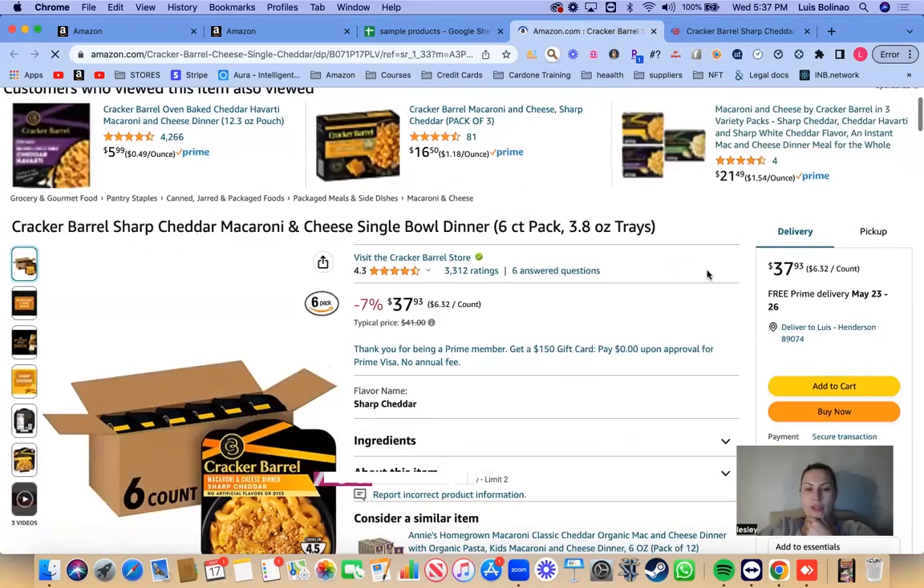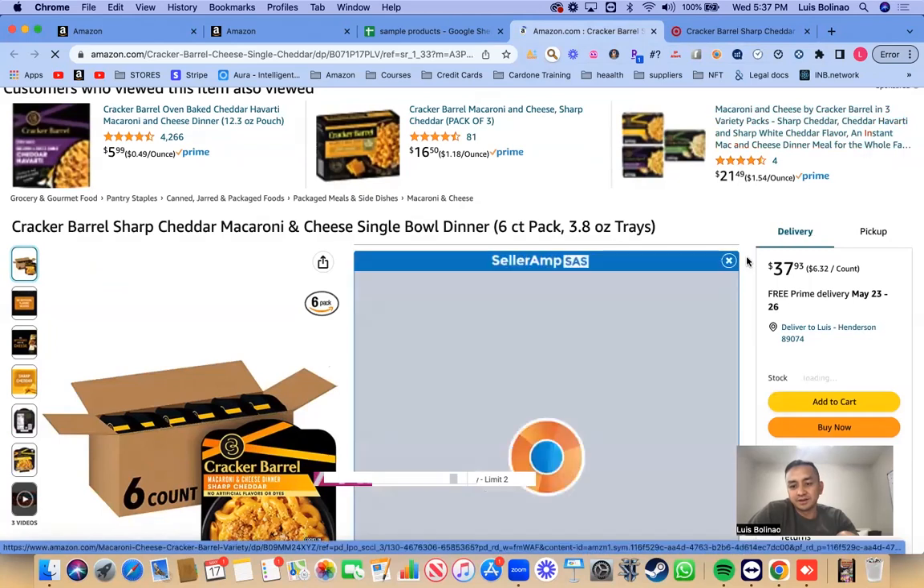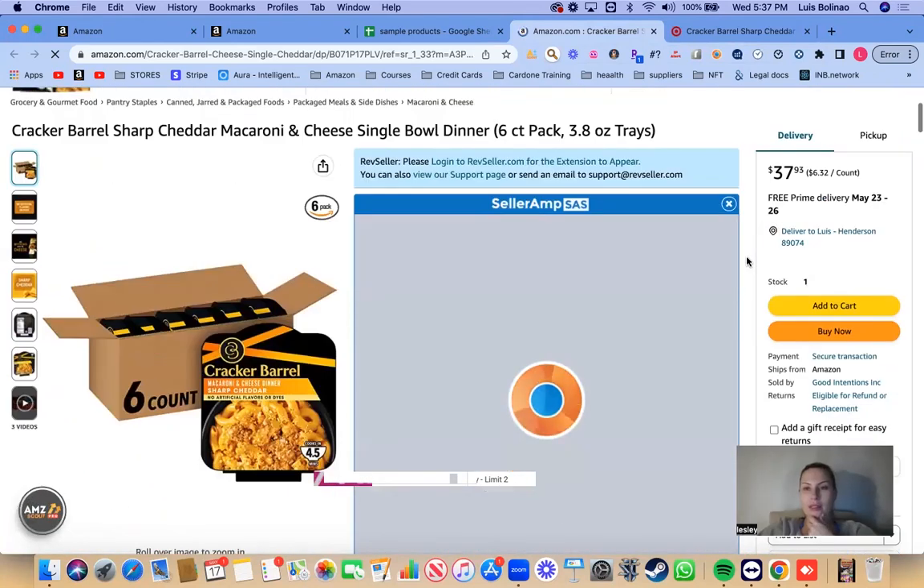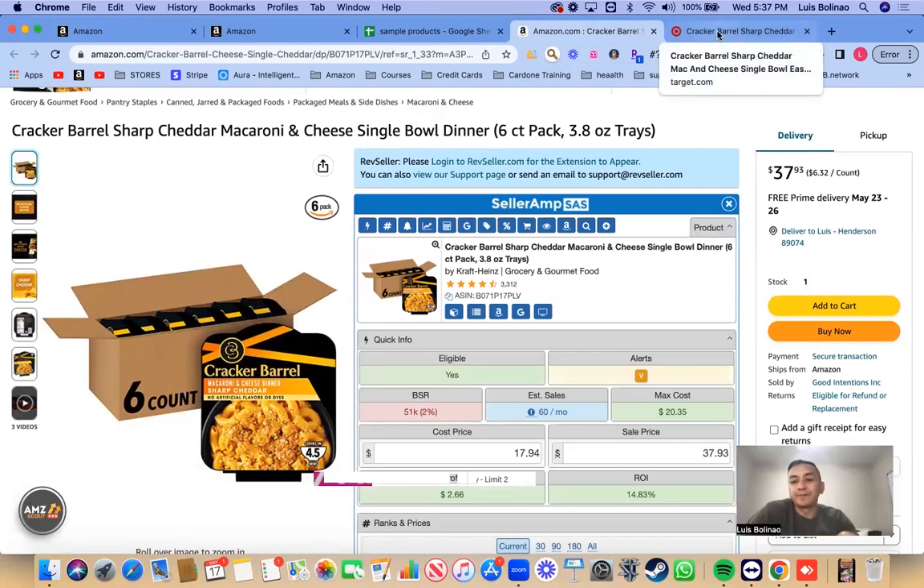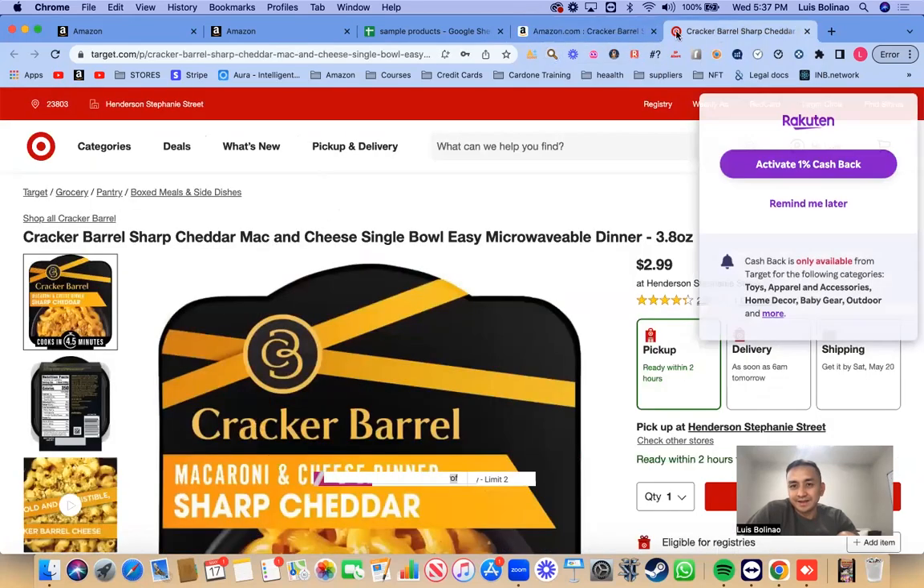Louis, what kind of computer do you have? MacBook. Okay, so you can do that with the same apps we use, like the extensions, on a Mac? Yeah, same.